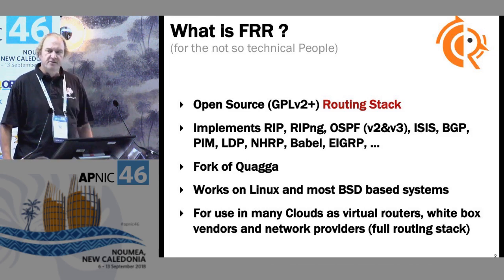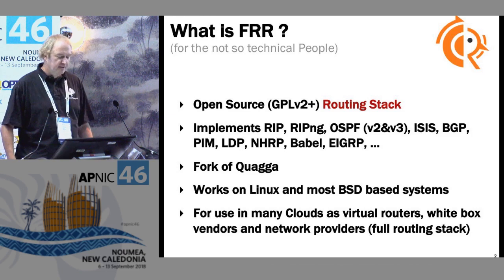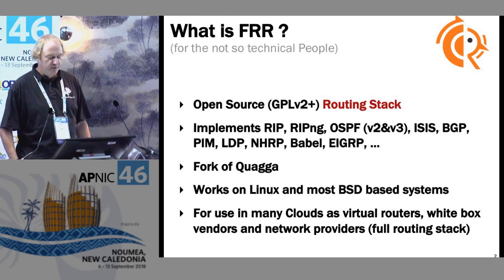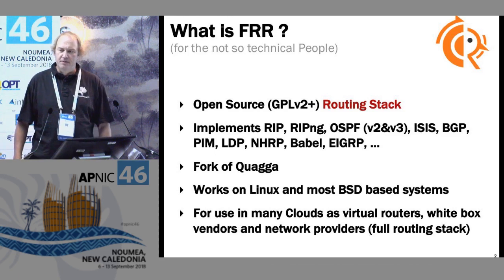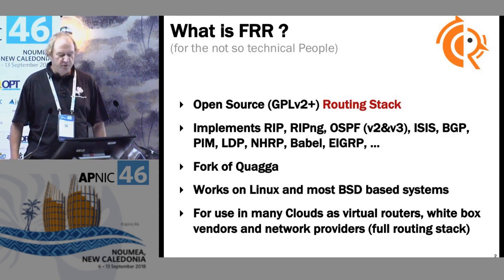It implements basically about all the common routing protocols. So RIP, RIPng, OSPF and all that stuff. We also have more exotic things like Babel. We now have EIGRP in the first version, maybe not that perfect yet, but happy to hear about bugs or something in there. It is a fork of Quagga. I hope a few of you heard about Quagga.